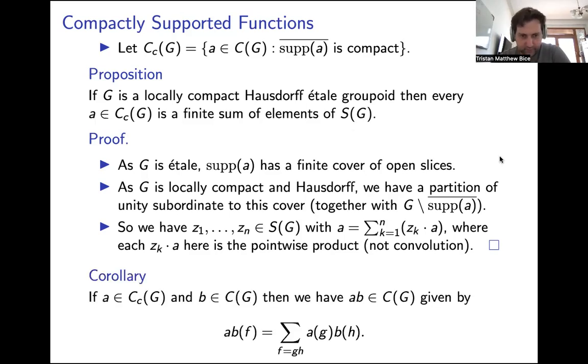Okay. So as a corollary, it follows that whenever you have some compactly supported continuous function A, and some other continuous function B, which again I think should really be bounded, then the product is well defined and also a continuous function on G, given by convolution.